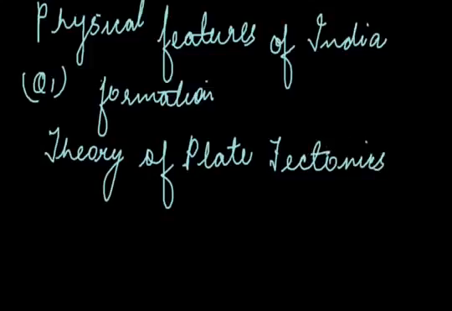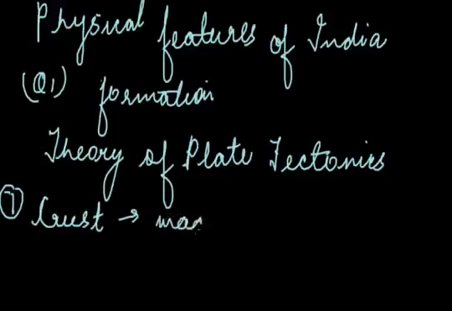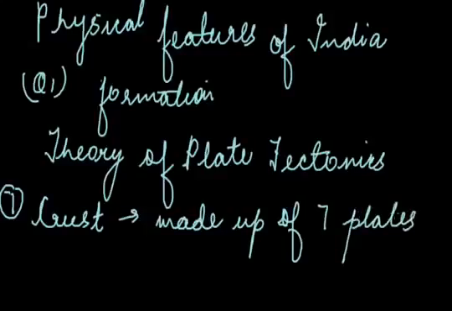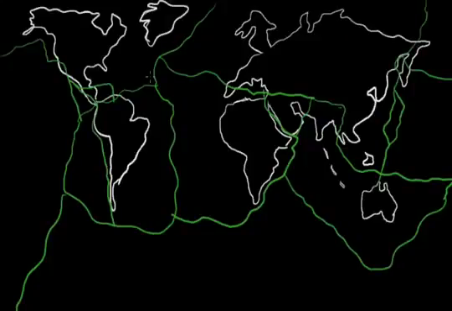In this, we first study that the crust is made up of 7 plates. This is the present situation of the continents and the oceans of the world. Initially, this was not the original position of the continents or the ocean bodies. Initially, we studied that the whole of the continents was a united, single land mass, which was known as Pangea. You all might have heard what Pangea is.